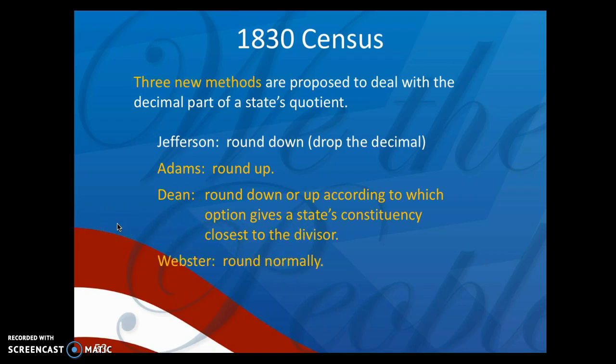All right, now, while this is going on, Adams' good friend Daniel Webster, the consummate politician, said, why are you rounding up, why are you rounding down, what is this weird round up or down according to? I've been rounding since I was a kid. Let's just round normally. If it's above 0.5, we round up. If it's below 0.5, we round down. So right now, there are 4 methods up for debate. Jefferson method currently in use. Adams proposed round up. Dean proposed this kind of strange round up or down on a state-by-state basis, and Webster says round normally.